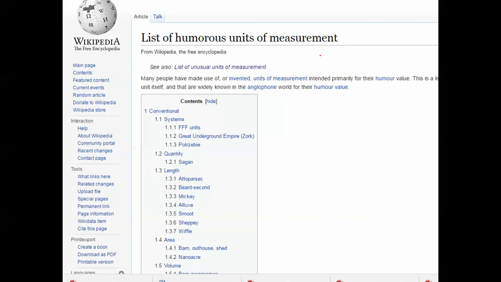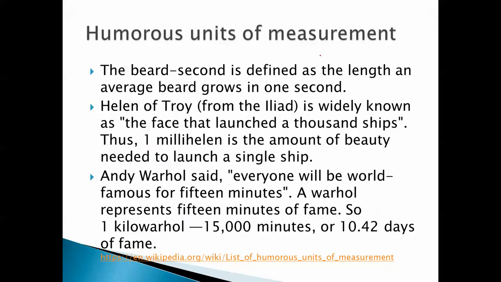By the way, Wikipedia has a list of humorous units of measurement. For example, the beard second is defined as the length an average beard grows in 1 second. Helen of Troy from the Iliad is widely known as the face that launched 1,000 ships, thus 1 millihelen is the amount of beauty needed to launch a single ship. And Andy Warhol said everybody will be world famous for 15 minutes. So Warhol represents 15 minutes of fame, so 1 kilo Warhol is 15,000 minutes, or 10.42 days of fame.